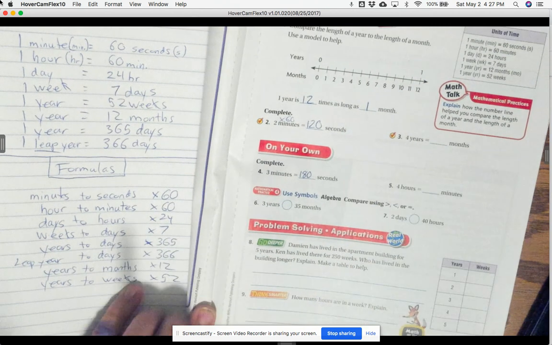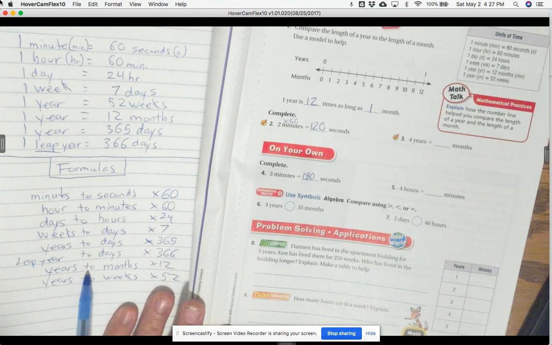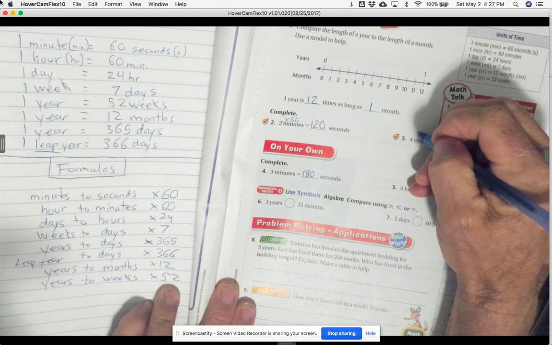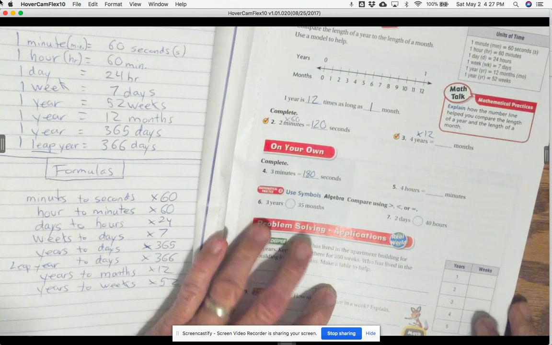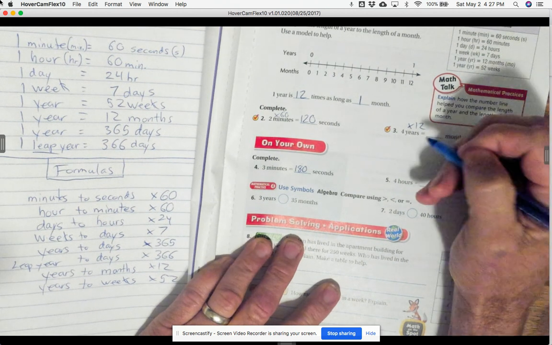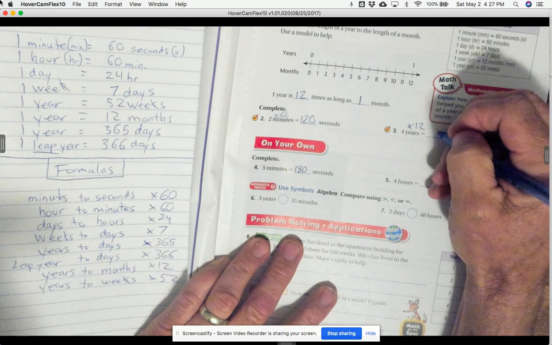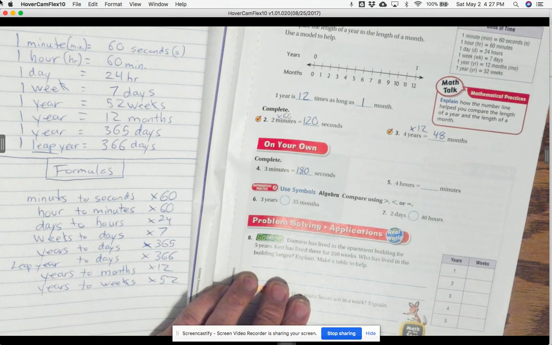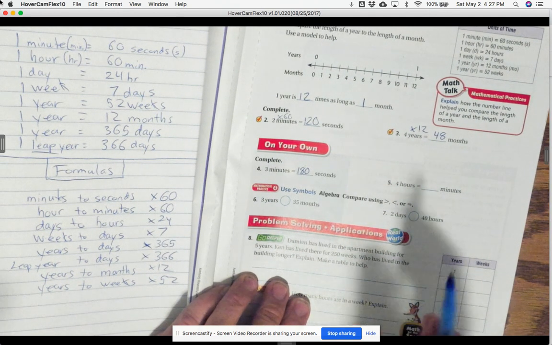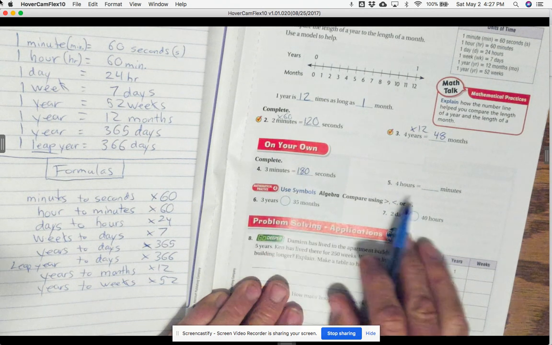Years to months. Years to months times 12. That should be in our memory from memorizing our multiplication facts. 4 times 12 is 48. So 4 years is 48 months. Already got that head start on this one here.